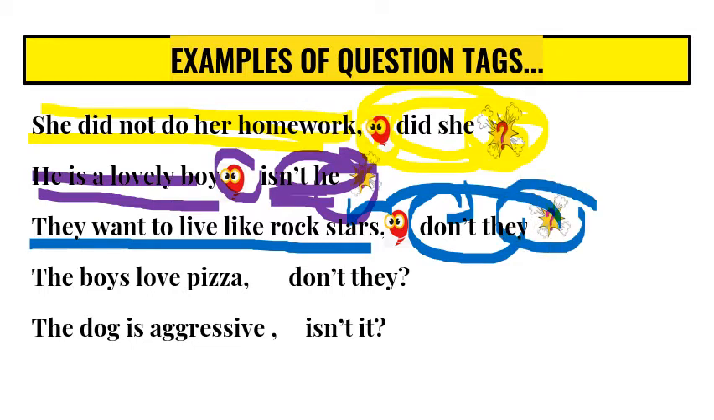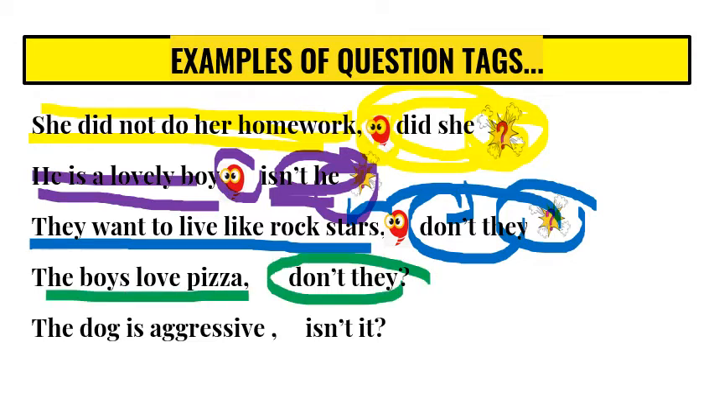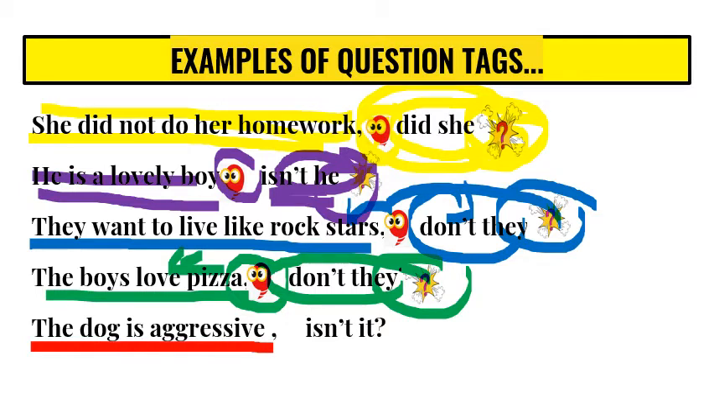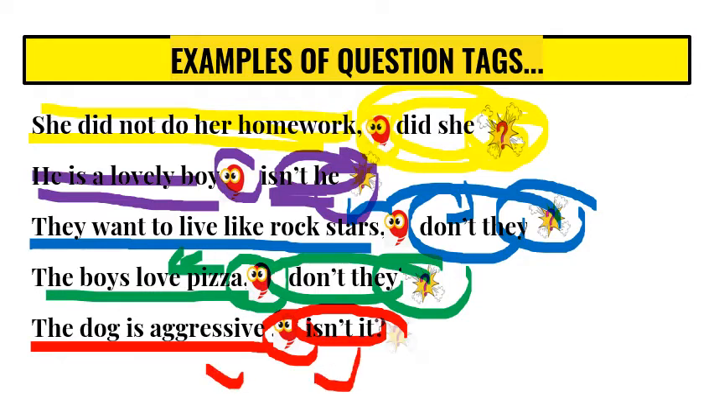The boys love pizza, don't they? I want you to agree or disagree with this statement, comma between my statement and my tag, ending off with a question mark. And looking at our last example here, the dog is aggressive. That is my statement. I want you to agree or disagree with me. That is why I add my tag, isn't it? And you must have a comma between your statement and your tag. Remember to end off with your question mark.